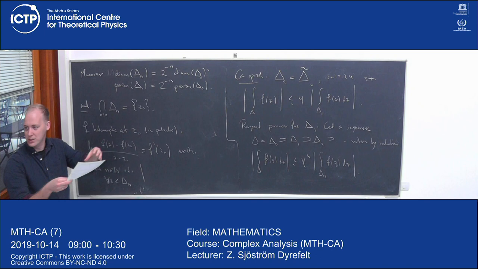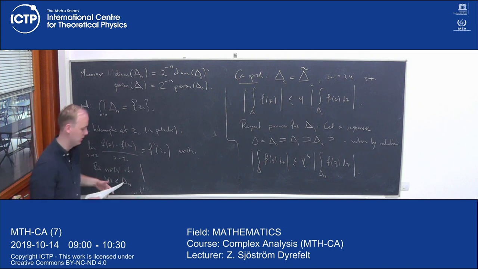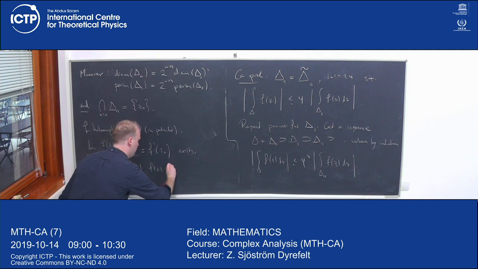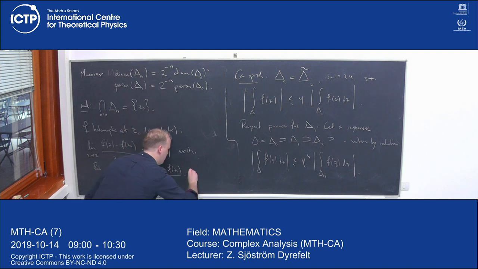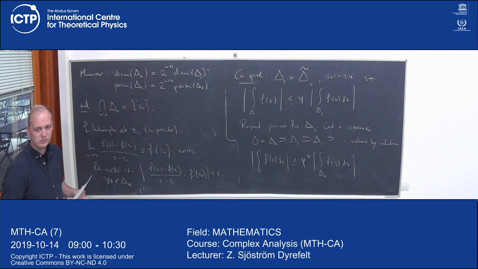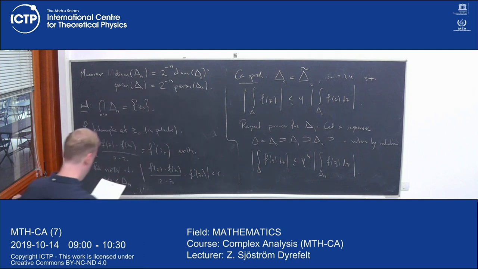smaller and smaller neighborhood of z0, right? So for any z in delta n, in this small neighborhood, we get that f of z minus f of z0 over z minus z0, minus f prime of z0, is less than epsilon. Okay? Because for every z in such a small neighborhood, for delta n large enough, we have this.